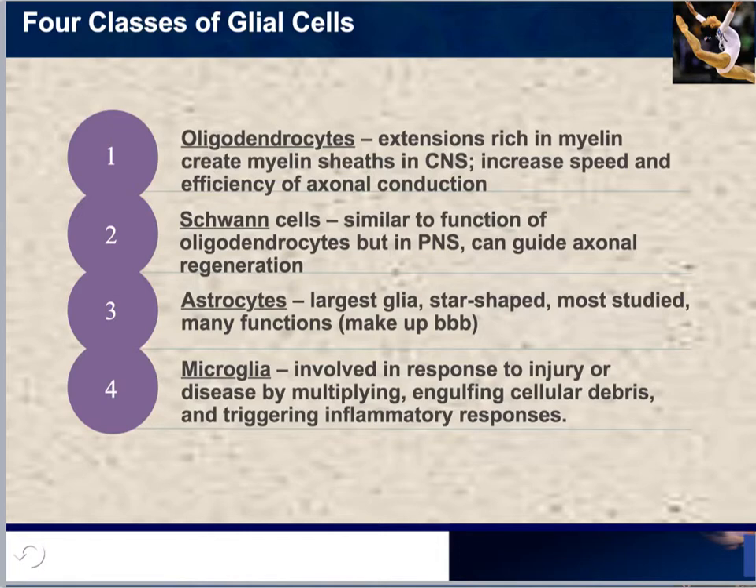The second class of glial cells that I'd like us to focus on are Schwann cells. Schwann cells are very similar to oligodendrocytes in terms of the functions of increasing speed and efficiency of axonal conduction, but the difference is that Schwann cells are not found in the CNS. Instead, these are found in the peripheral nervous system. And so looking back at the picture we looked at in a previous module was the yellow part of the body. These can, again, increase speed and efficiency of axonal conduction, but additionally, they can guide axonal regeneration. That is to say, regrowth after damage. And that is why effective axonal regeneration in the mammalian nervous system is restricted to the PNS.